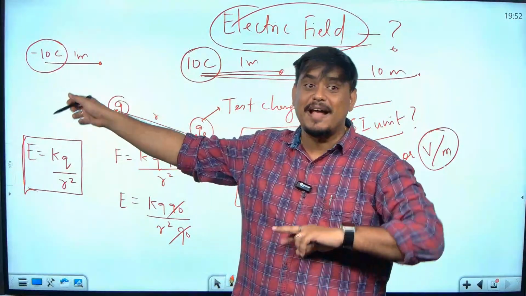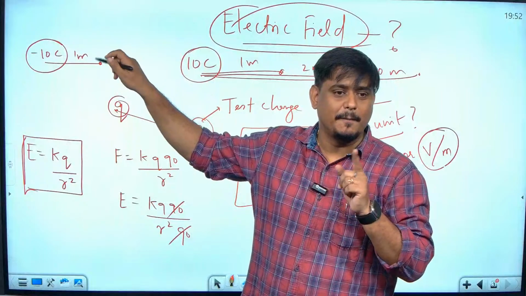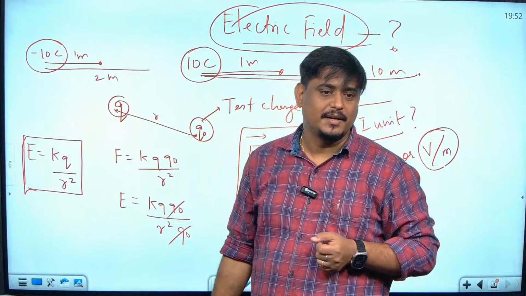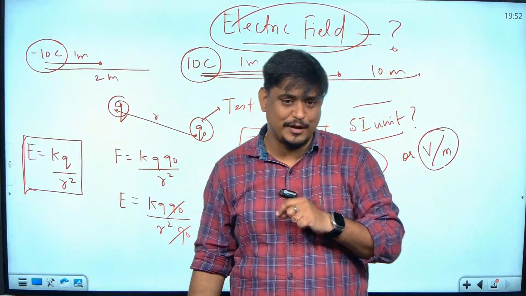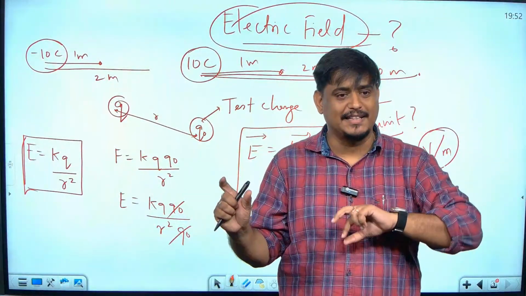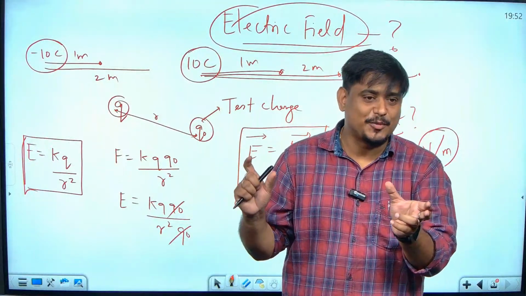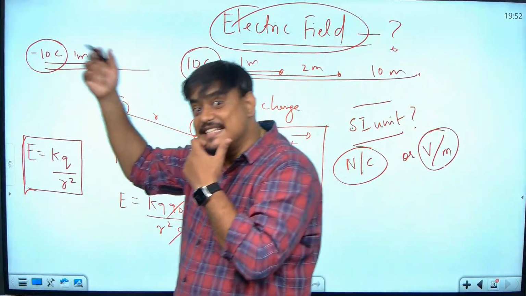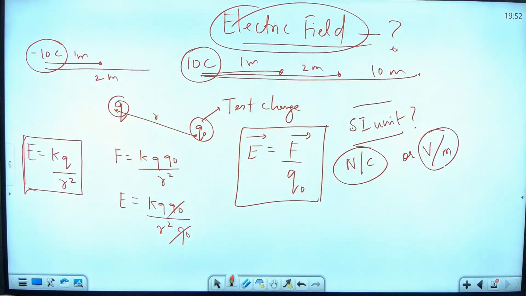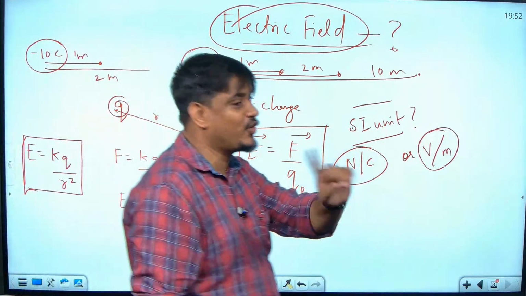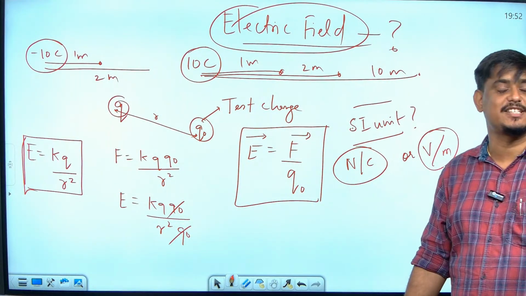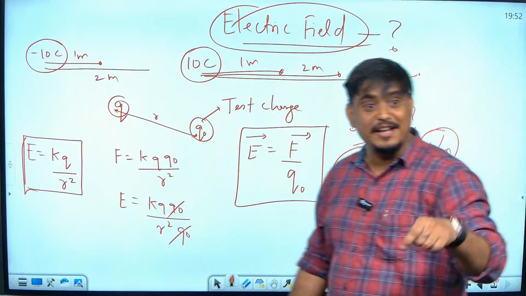So K into minus 10 by 1 square, how much value will it be? Minus 10K. If I go 2 meter apart, how much will it be? Minus 2.5K. Now minus 2.5K and minus 10K, which is bigger? Minus 2.5K is bigger. It means it is increasing as you go away. Are you feeling that? So don't think that electric field always decreases in the outward direction. No. Electric field decreases for positive charge, but electric field increases for negative charge.